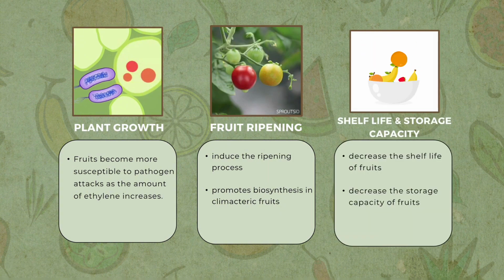And number 3, shelf life and storage capacity. It decreases the shelf life of fruits and decreases the storage capacity of fruits. So as the fruit ripens, it becomes more susceptible to pathogens, therefore decreasing the shelf life of the fruit. And also, as the fruit ripens, its flesh becomes softer, therefore you cannot store it at high levels. That's why it decreases the storage capacity of fruits.